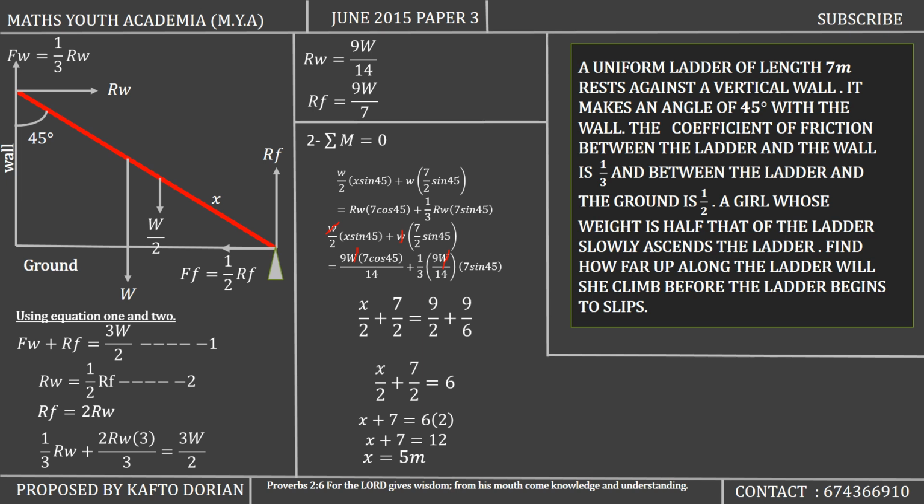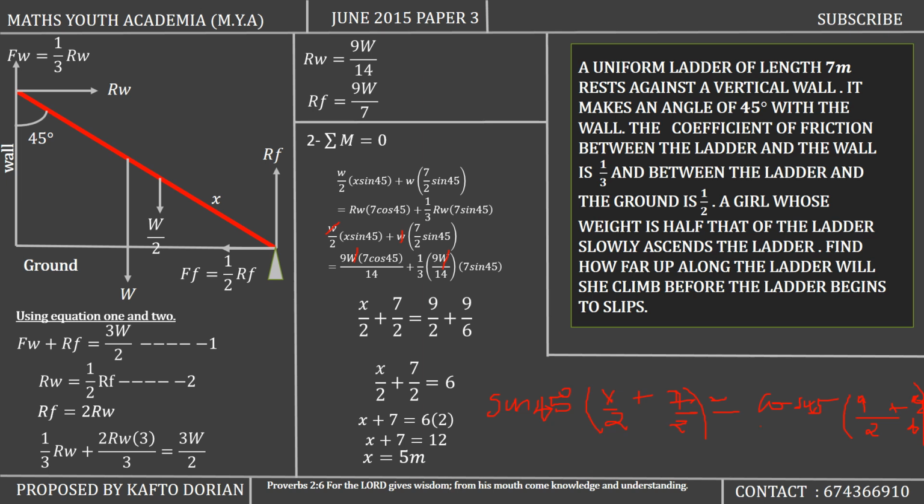We have sine 45 degrees times x on 2 plus 7 on 2, equals, on the right hand side, we factorize also cos 45 degrees, to have 9 on 2, because 7 divided by 14 is half, so you have 9 on 2, plus 9 on 6. Sorry for the writing. Okay, 9 on 6.